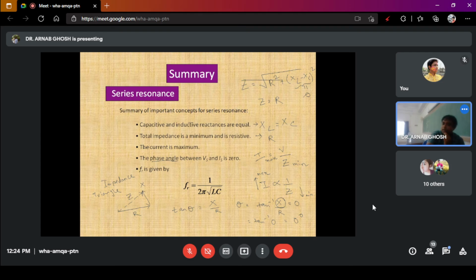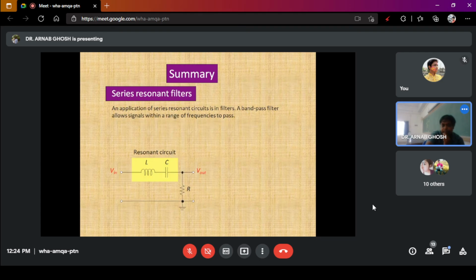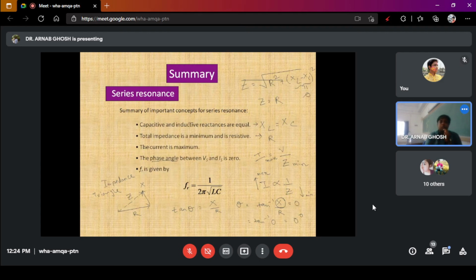Next, the resonant frequency is given by the formula Fr equals 1 by 2 pi root over LC. One more concept and we will stop there.